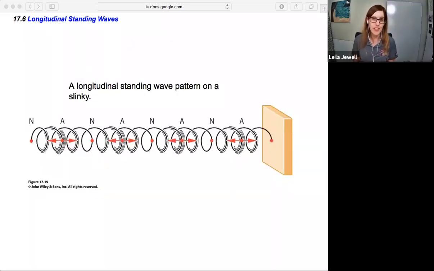Section 17.6, longitudinal standing waves. So first we could imagine a longitudinal standing wave pattern on a slinky. So the slinky is sliding forward and back.